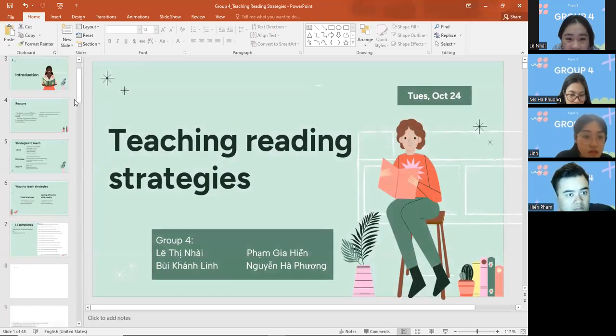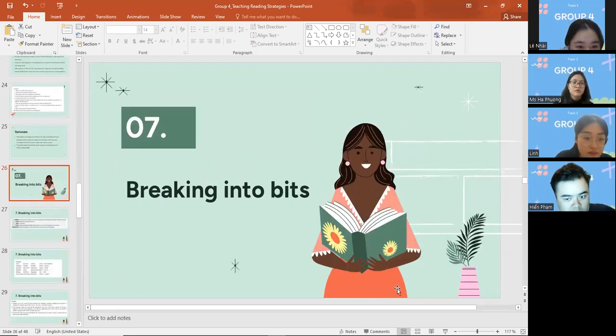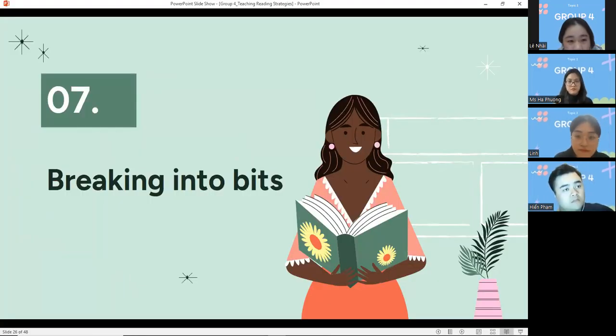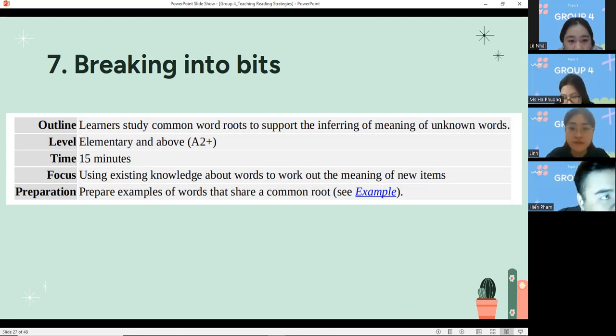Thank you, Miss Link. And I will continue with the 3 next strategies in reading. Okay, the 7th strategy is breaking into bits. In this strategy, learners will study common word roots to support the inferring of meanings of unknown words. It's suitable for students at elementary and above, A2 level. It's focusing on existing knowledge about words to work out the meaning of the item.